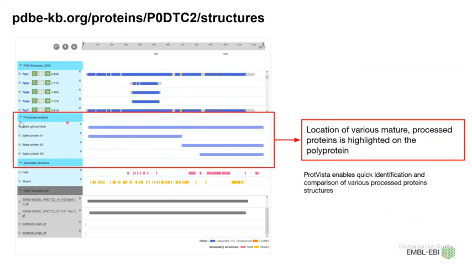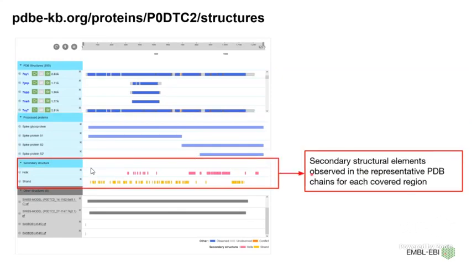In case of polyproteins, you also have processed proteins, and you can see the location of various processed proteins, where they are chopped off in the polyprotein. This view enables a quick identification and comparison of various processed protein structures. You can also see the secondary structure elements which are observed for a representative PDB chain for each of your covered regions.